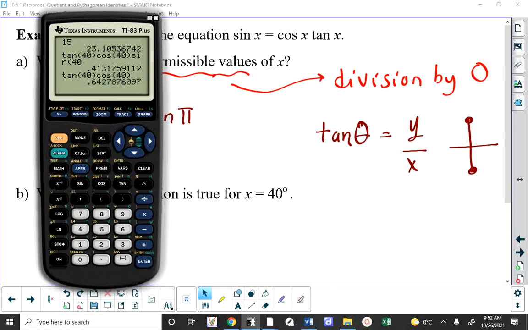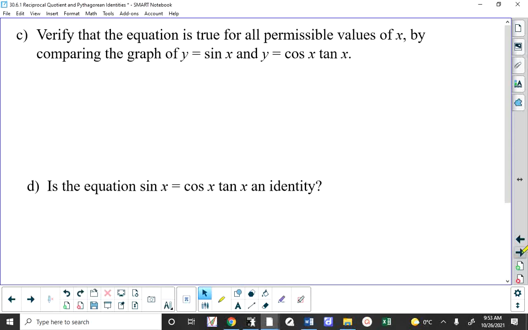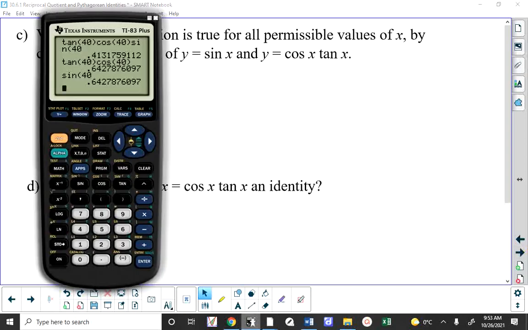So tan 40 times cos 40 is 0.642 something. Sine 40, same thing. But I don't think we need to write anything there. It's true. Okay. We're not going to get into this, this isn't a philosophy class. We're not going to talk about, well, maybe the next decimal is different. We're going to use a bit of common sense. Verify that it's true for all permissible values of x by comparing the graphs of the two.